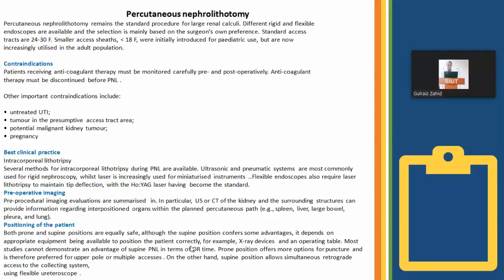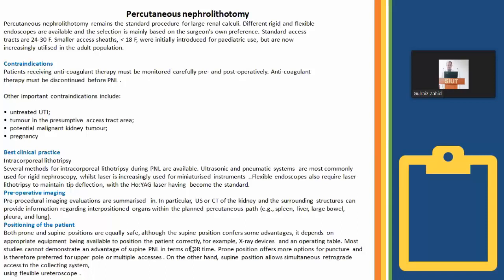PCNL, percutaneous nephrolithotomy, remains the standard procedure for large renal calculi. Different rigid and flexible endoscopes are available, and the selection is mainly based on the surgeon's own preference. Standard access tracts are 24 to 30 F. Smaller access sheaths, less than 18 F, were initially introduced for pediatric use but are now increasingly utilized in the adult population.